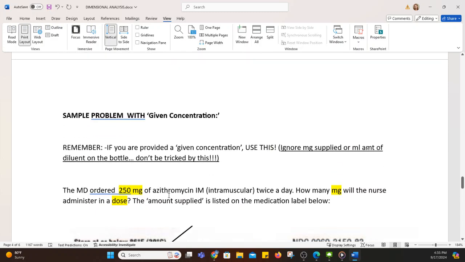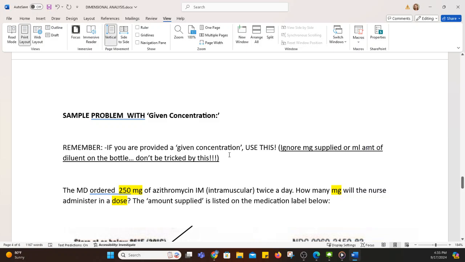Sample problem when you are given a concentration. And here's what I said. If you're provided a given concentration, use it. Ignore the milligrams listed on the label or the milliliters of the amount that you need to dissolve it in. Don't be tricked by that stuff.